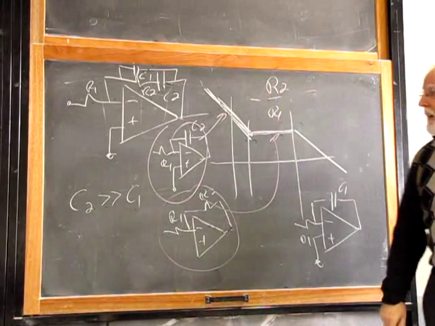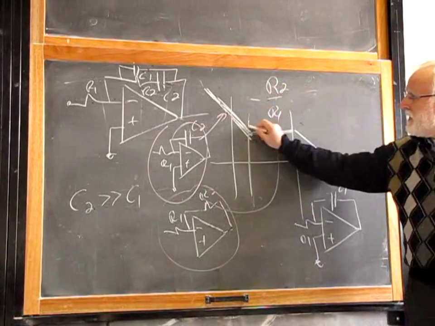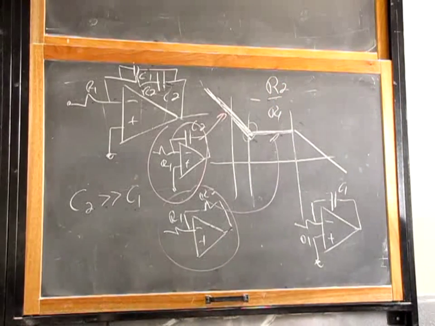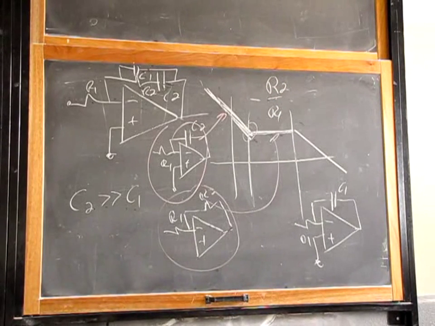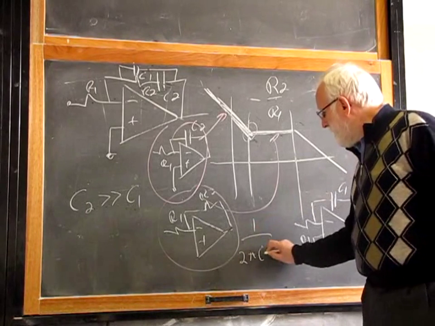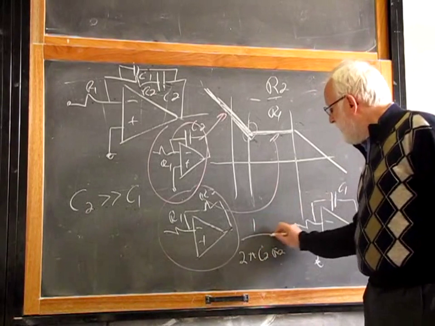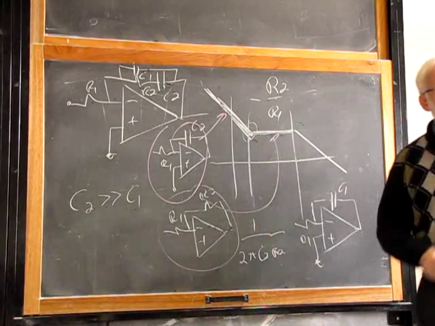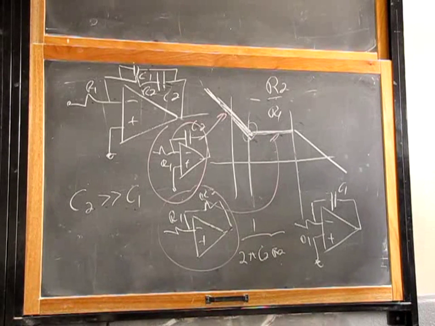Yes. Then, when does this frequency occur? This frequency occurs when the impedance of C2 becomes equal to R2. So this frequency is 1 over 2 pi C2 R2. Is it true or is it an approximation? Let's check.